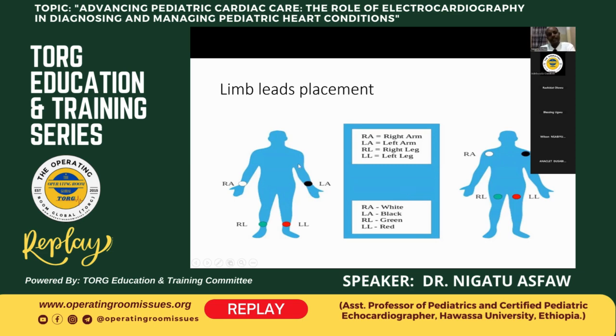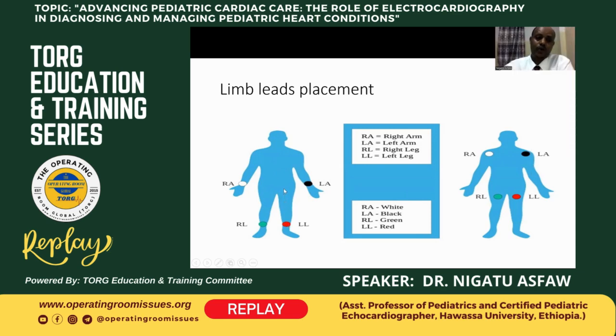And these limb leads view the heart in the vertical plane. That means the ECG electrodes will report how the electrical activity is in the left-right direction or up-down direction.